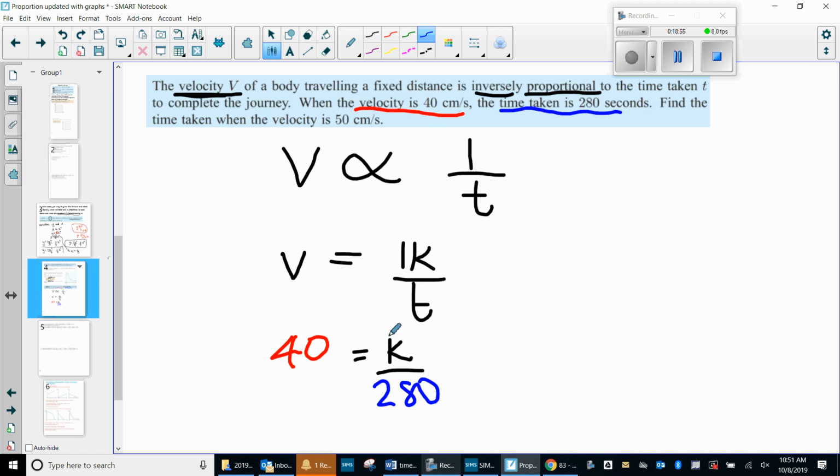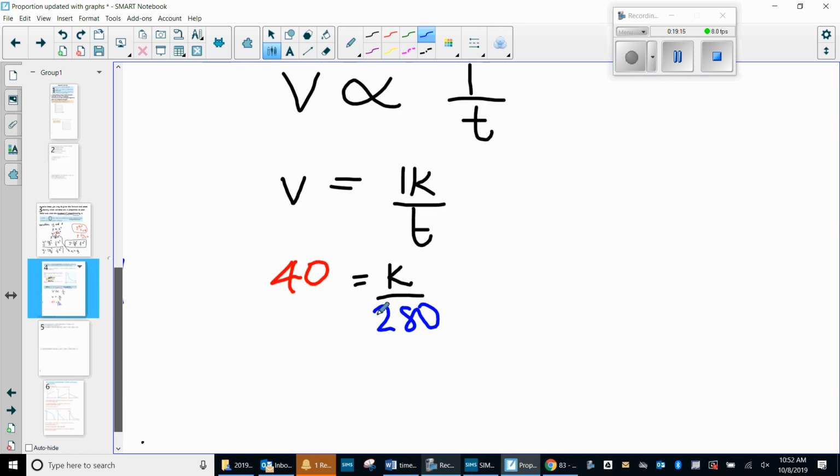So these steps here are exactly the same steps as we did for directly proportional. We wrote our proportional statement, we changed it to be equals k, we substituted in the numbers, and we're going to find the value of k. Well, if something is equal to k divided by 280, how do I find k? Times it by 280. Good, we're going to multiply both sides by 280, so k is equal to 40 multiplied by 280.